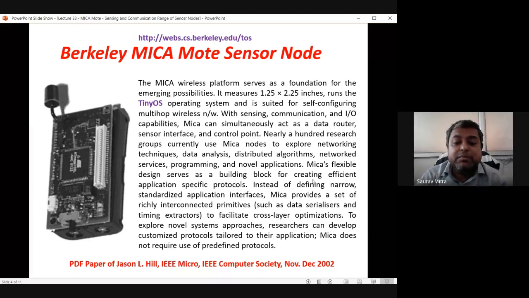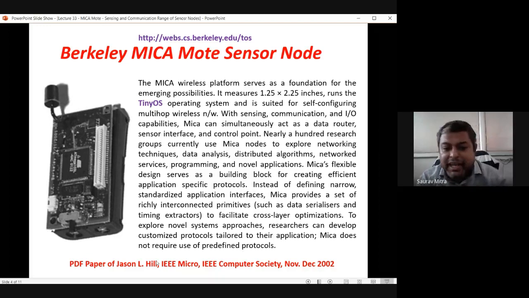So MICA does not require use of predefined protocols. So not necessarily that you have to use some predefined protocols. You can use your own protocol for your own network, because one advantage or disadvantage, whatever you say, that a wireless sensor network has is that nothing is fixed here. If you are using a LAN protocol or something, you have to abide by certain rules. Okay, but in case of a wireless sensor network, there is nothing fixed. Everything is in the air. You can improve over the existing protocols, and you can give it a name with your name, and you can use it for your work. Okay, so that is there. So that openness is always there in case of wireless sensor networks and MICA Mote.